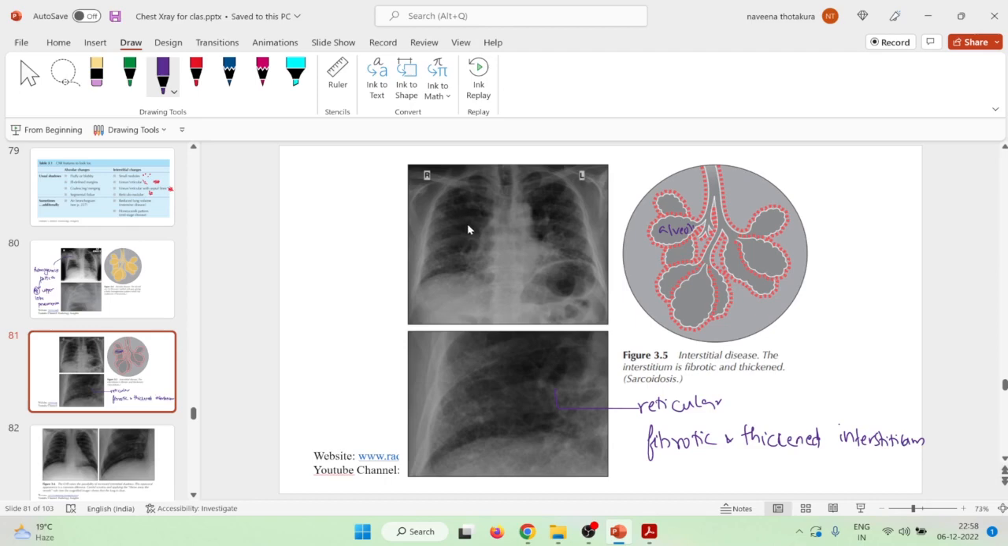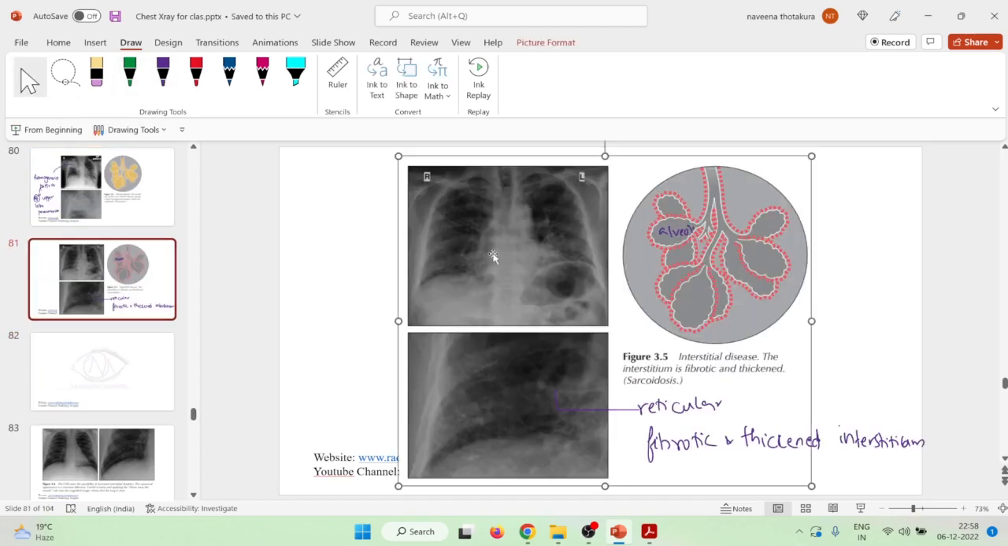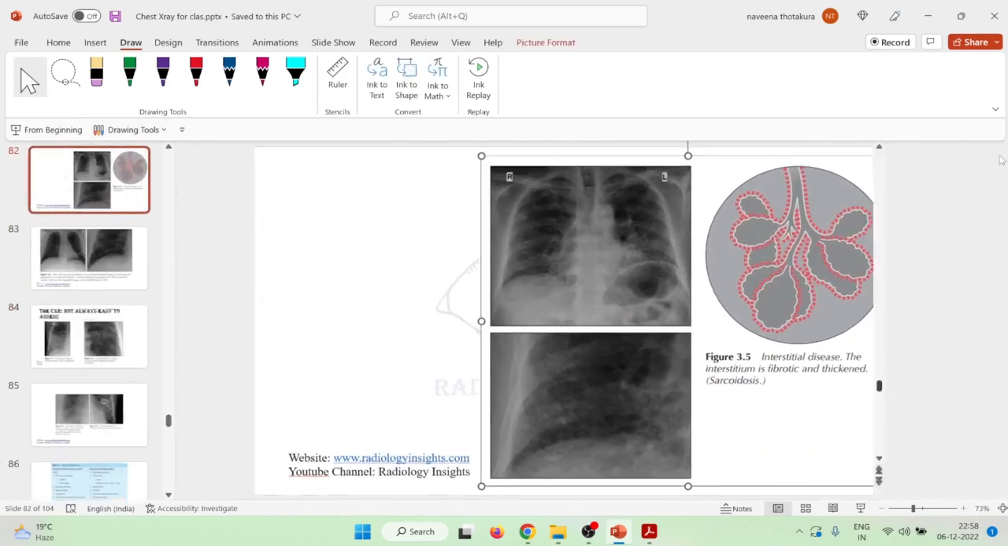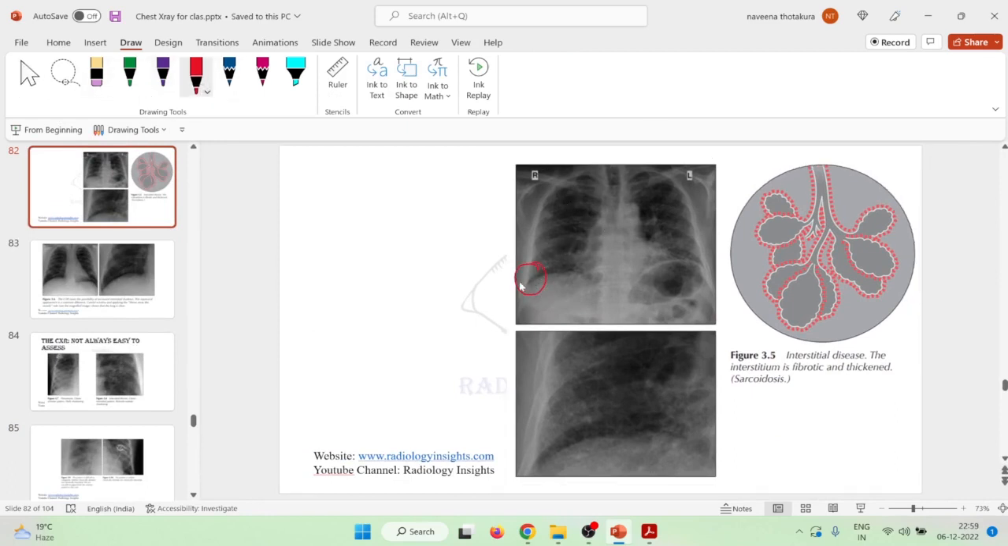First, there are two rules. Whenever you see prominent bronchovascular markings, one thing you have to look at is the costophrenic angles. Once you have seen the markings here, first and foremost you see the costophrenic angles. If they are clear, number one, then that's okay. If they are not clear, then obviously there is lower lobe pathology present. That is number one.